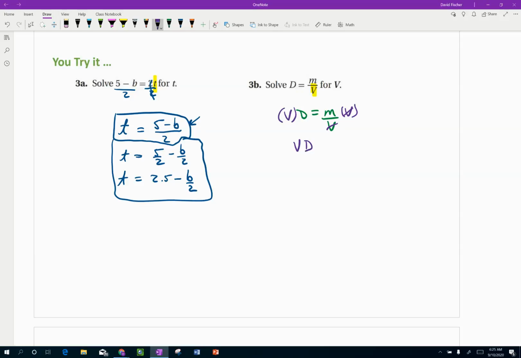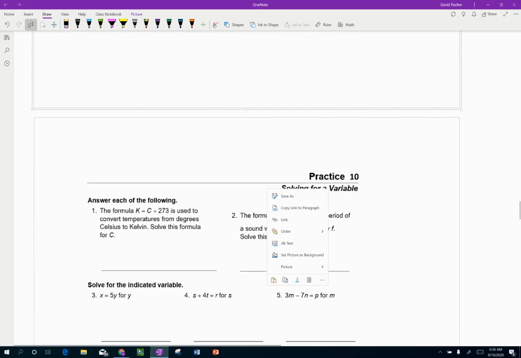I have a v d over here equals m. Still solving for the v. Don't forget what our goal is. Now I have to get rid of that d. So the way I'm going to do that is I want to divide both sides by a d, because right now it says v times d. Over here they cancel out, and I have m over d. Okay? Again, tricky ones. Use your notes today when you're doing your practice sheet to look back.